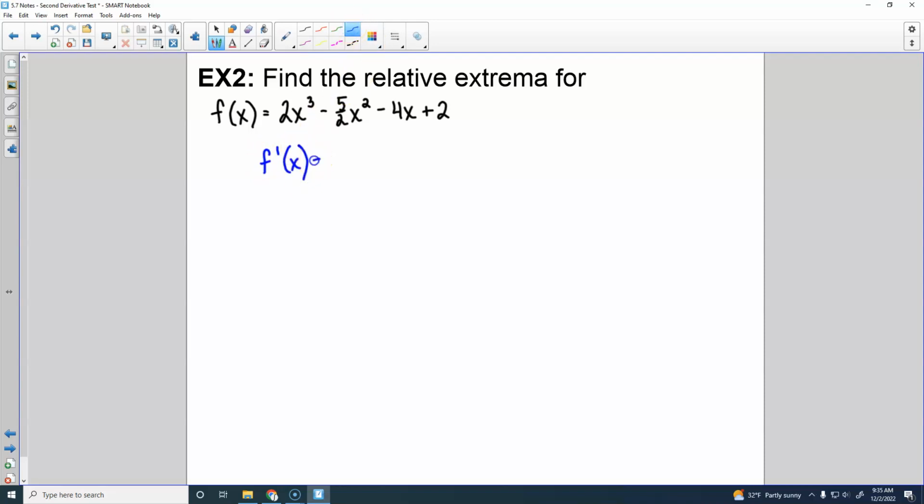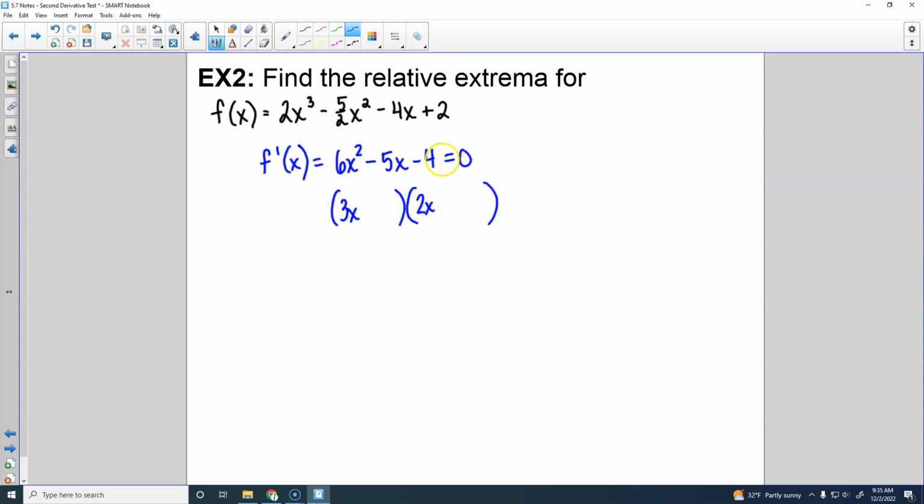And Paul, what are we going to get for our first derivative? 6x squared minus 5x minus 4. Very good. And we still need to find where this equals 0, because for second derivative test, your first derivative has to equal 0. So, hopefully this is going to factor, 3x and a 2x.